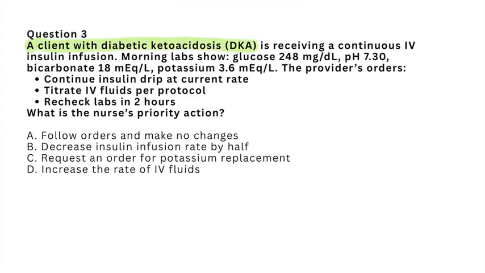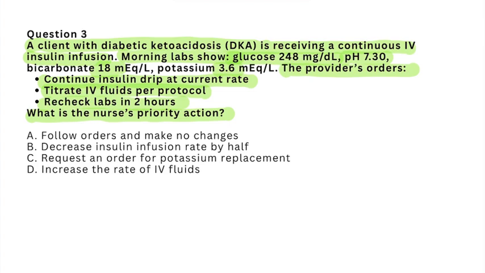A client with DKA is receiving continuous IV insulin. Morning lab shows a glucose of 248, a pH of 7.30, the bicarbonate is 18, the potassium is 3.6. The provider's orders say continue the drip, titrate IV fluids per protocol, recheck labs in 2 hours. What is the nurse's priority?